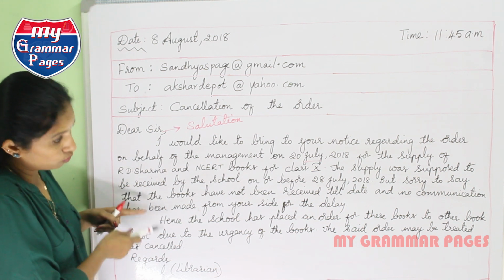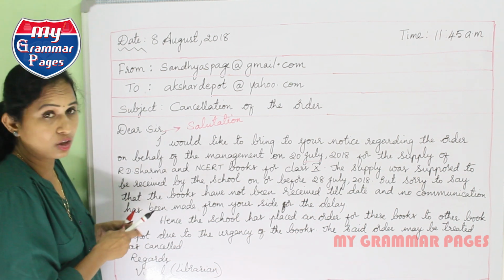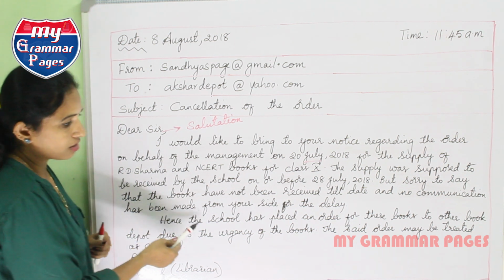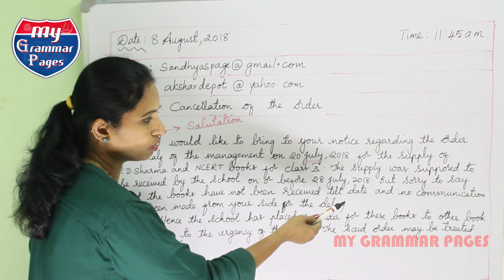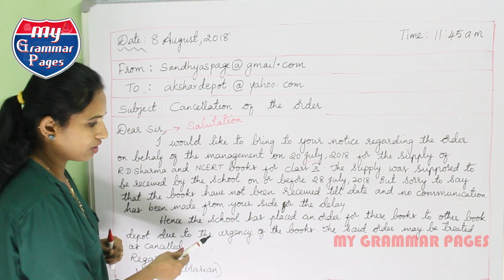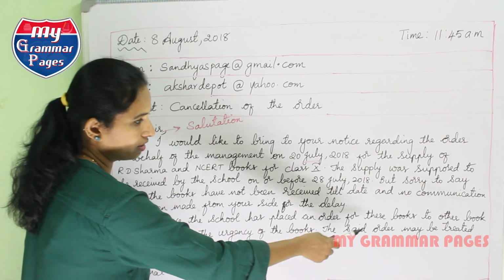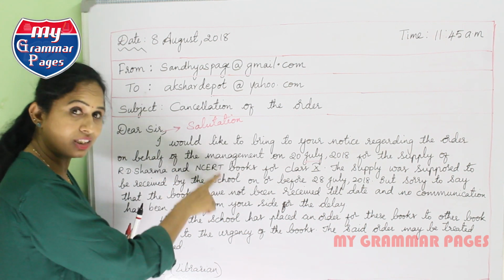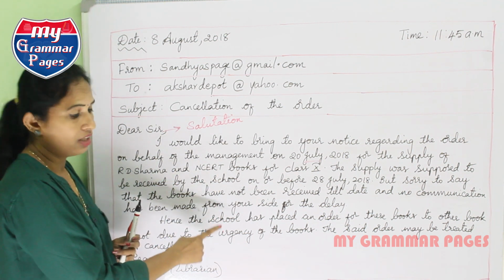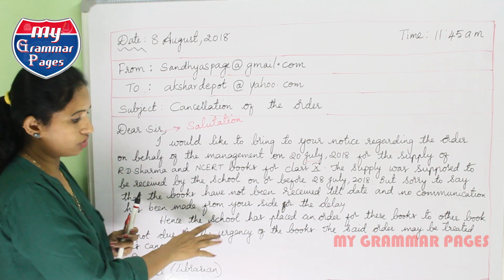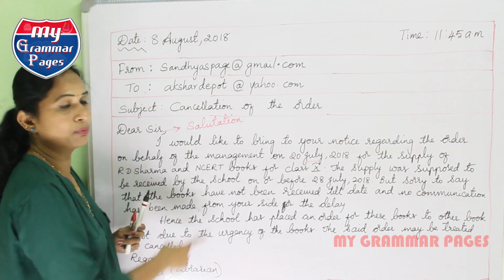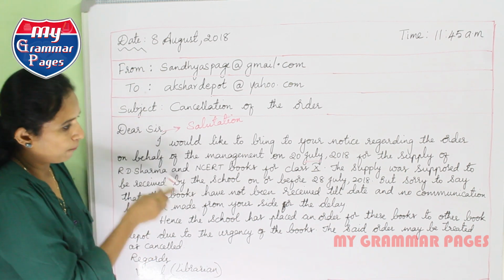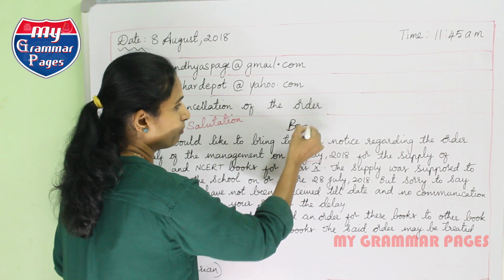Coming to paragraph number 2, why did we change the paragraph? Because we are going into a new idea. Hence, the school has placed an order for these books with another book depot due to the urgency of the books. The said order may be treated as cancelled. So we have given the reason and written why we are cancelling. Here we are just telling the book depot that we are cancelling the order. So these two paragraphs constitute the body. This is the body part.